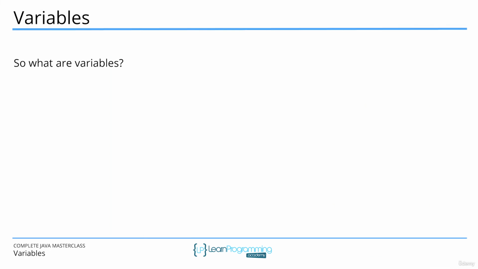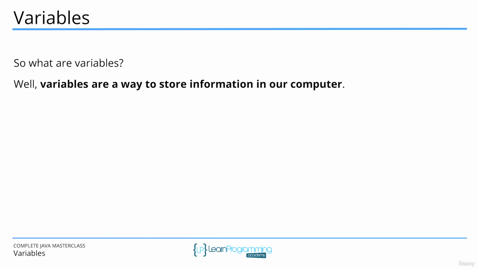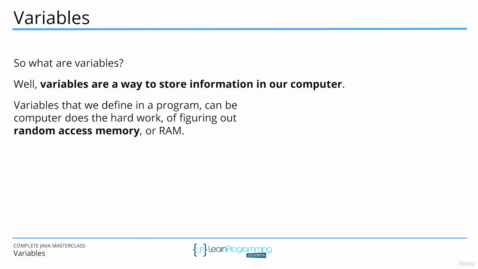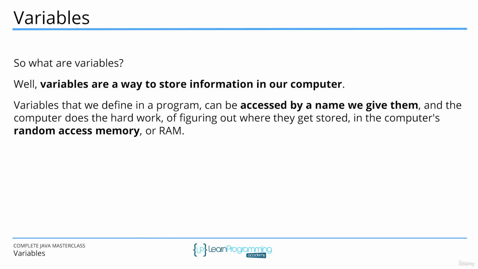So what are variables? Well, variables are a way to store information in our computer. Variables that we define in a program can be accessed by a name we give them, and the computer does the hard work of figuring out where they get stored in the computer's random access memory, or RAM. Now, a variable, as the name suggests, can be changed. In other words, its contents are variable.